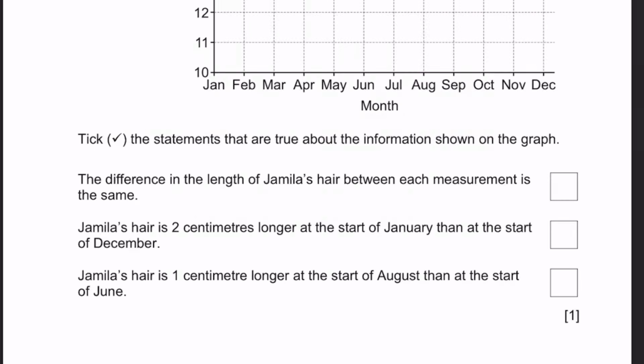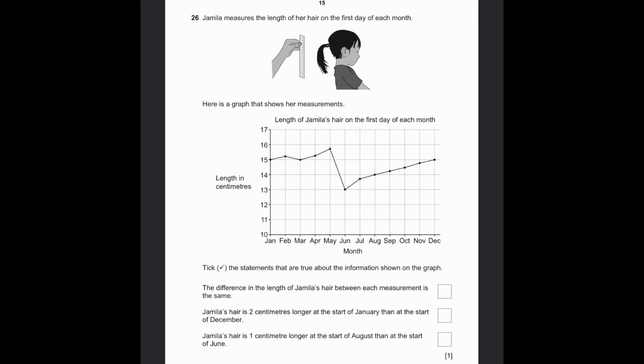Question 26. Jamila measures the length of her hair on the first day of each month. Here's a graph that shows her measurements. Take the statements that are true about the information shown on the graph. The difference in the length of Jamila's hair between each measurement is the same. Well, if this difference was the same, that means the graph would be a straight line. We can see that, although it's made of straight lines, it's not just one singular straight line. It has many. So that's wrong.